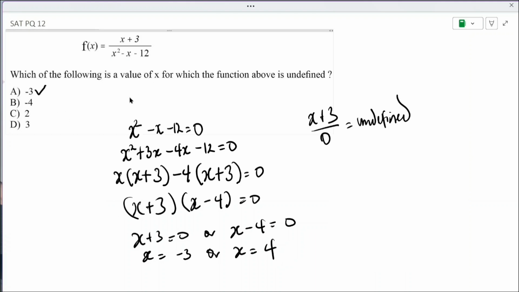Another method of doing this is just taking each of the options, inserting it into the denominator, and seeing if it results to 0. But that might take time because the last option might be the correct one. And in a case where you don't have options, you would have to resort to the first method of solving this question.